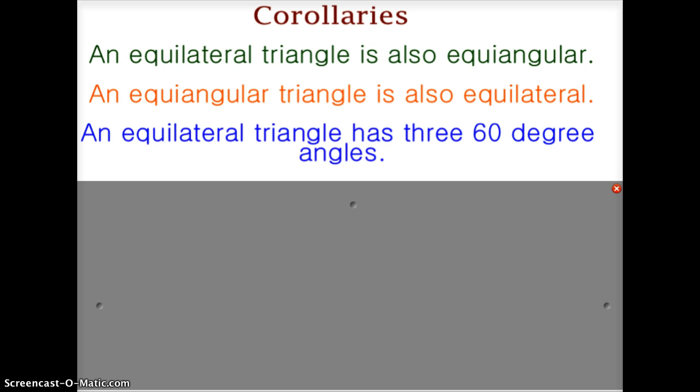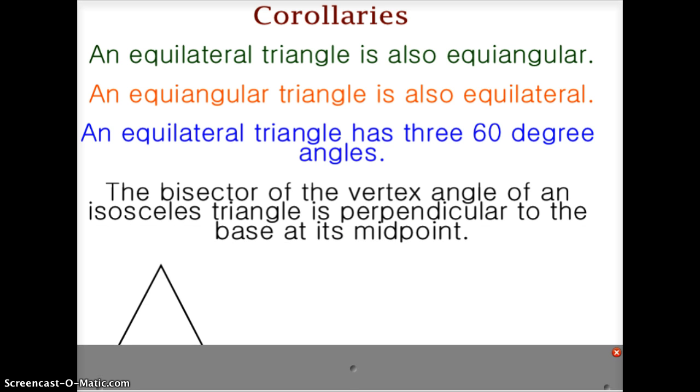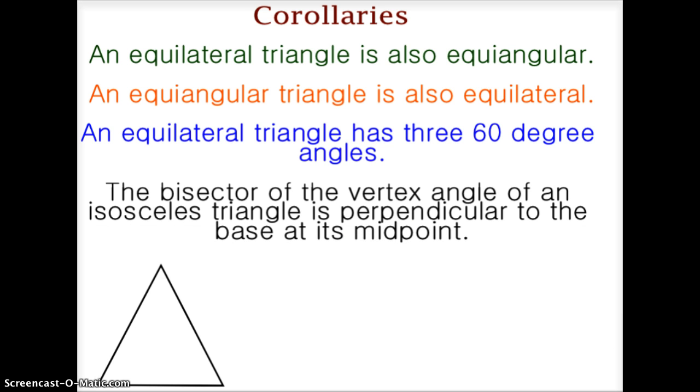The third one is a real kind of corollary. That's a real duh, of course it is. An equilateral triangle has three 60-degree angles. And that, of course, you can prove using the triangle sum theorem. The last one is just a little bit trickier. The last one says, the bisector of the vertex angle of an isosceles triangle is perpendicular to the base at its midpoint.